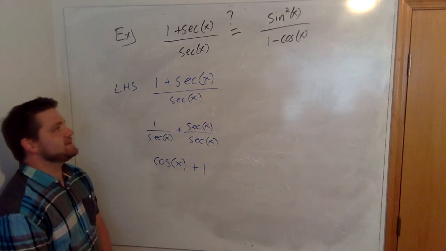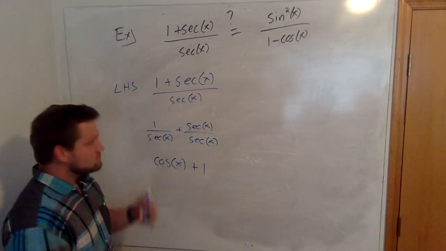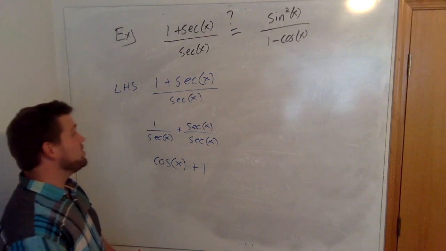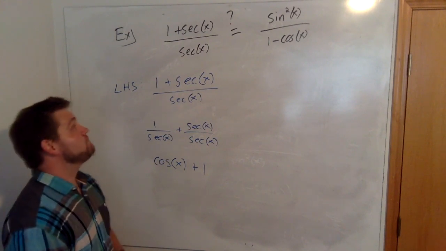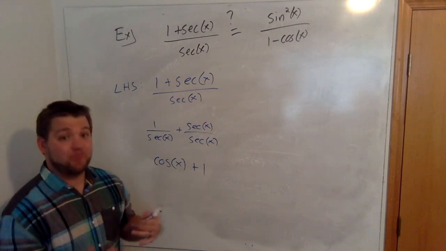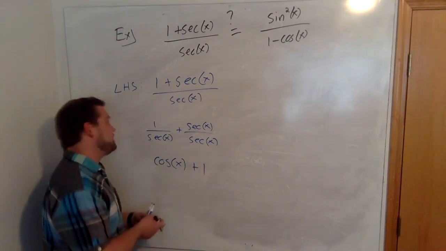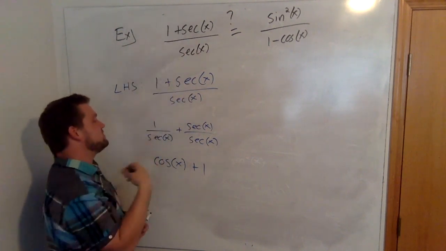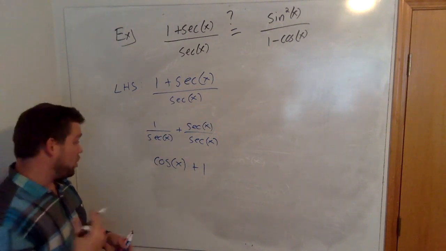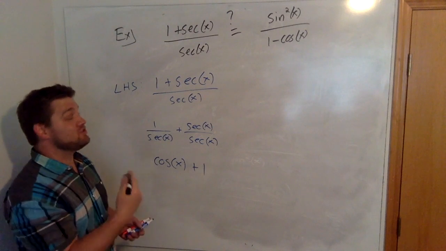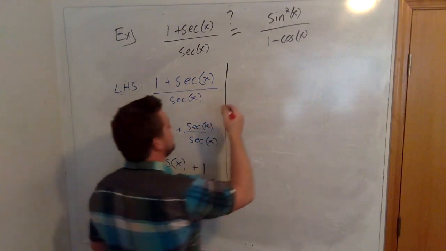But how are we going to make that look like a sine squared of x over a 1 minus cosine of x? Well, kind of stuck here. Don't really know where to go from here. Another good trick to sometimes try is you can actually just massage both sides to be the same thing, and that would be another way to show they're equivalent. The best I could do with the left-hand side is simplify it to a cosine of x plus 1. Maybe you could try to massage the right-hand side to also look like a cosine of x plus 1, which would be another way to show that these are equivalent. So we've hit a roadblock. Maybe we switch to look at the right-hand side.